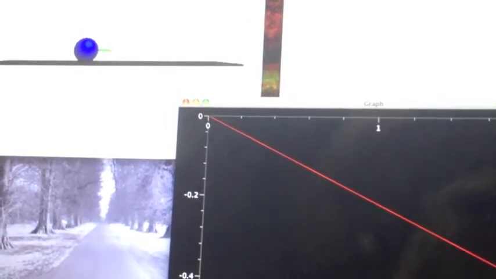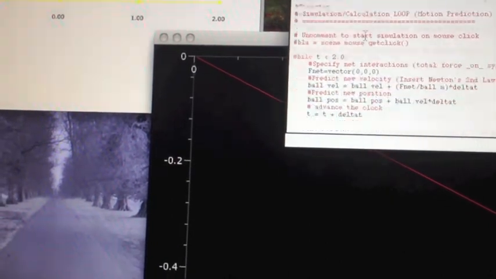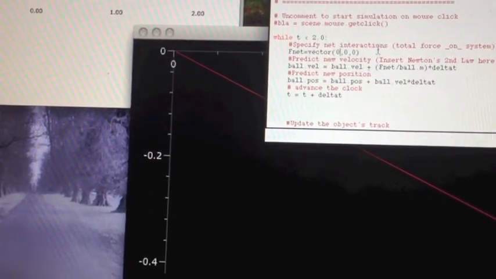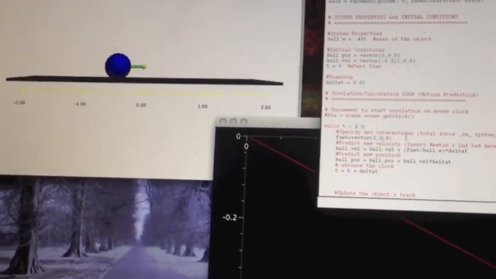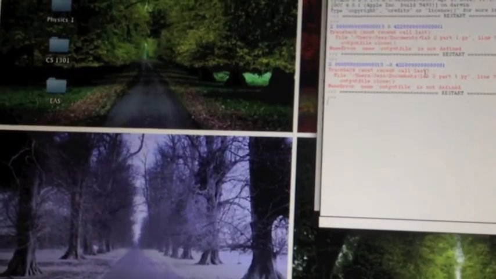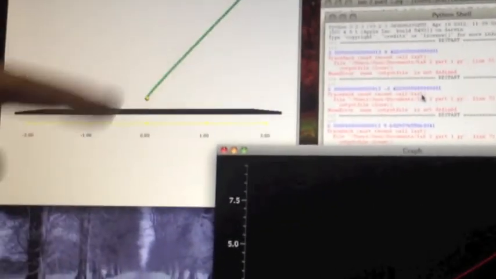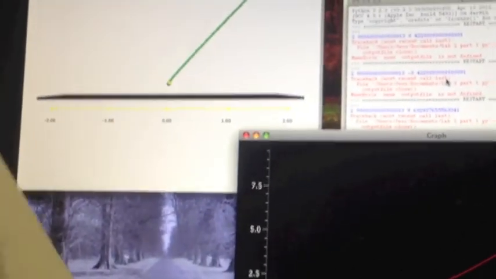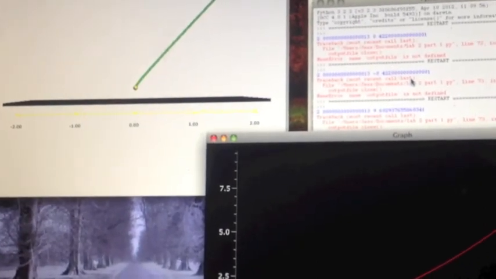So if the force is not equal to 0, is the velocity also not equal to 0? Let's see what happens when we change the F net vector. If we change it from 0 force to a force of 2 in the x and y direction, let's see what happens now. So now the ball accelerated upwards and to the right, which implies that when the force is not equal to 0, the velocity is also not equal to 0, as shown by the model.